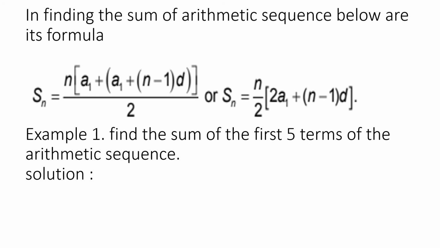Okay, in finding the sum of an arithmetic sequence, below are its formulas. To find the sum of an arithmetic sequence, we need to use this formula. S sub n is equal to n bracket a sub 1 plus open parenthesis n minus 1 close parenthesis times d, or another formula we have, S sub n is equal to n over 2 bracket 2a sub 1 plus open parenthesis n minus 1 close parenthesis times d. Say for example, find the sum of the first 5 terms of the arithmetic sequence.